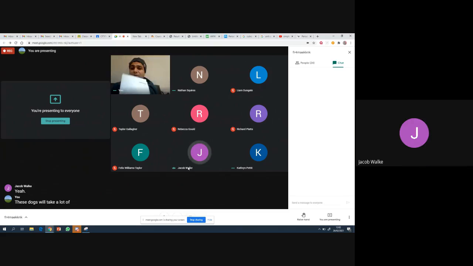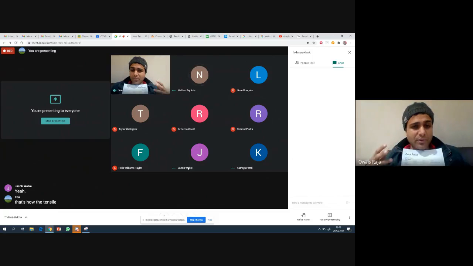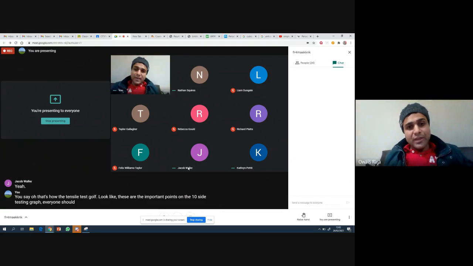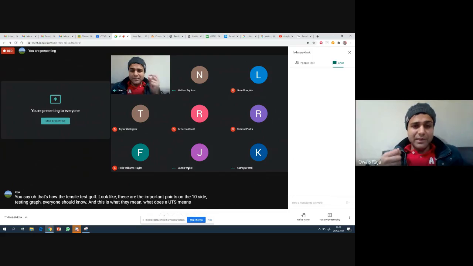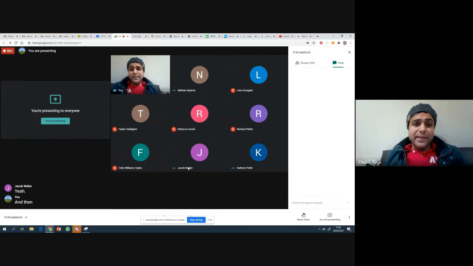For the general graph, you say, that's how the tensile test graph looks. These are the important points on the tensile testing graph that everyone should know, and this is what they mean. What does the UTS mean? Yield point. What does the break load mean? Just a few lines, briefly. And then you should explain the procedure of the tensile testing in detail, step by step.